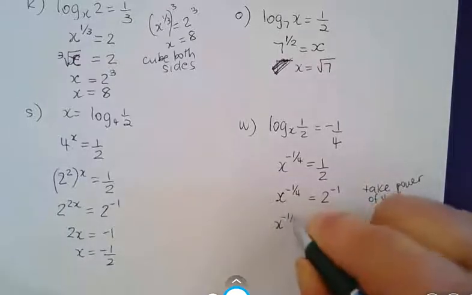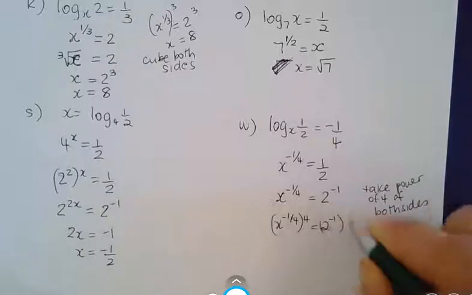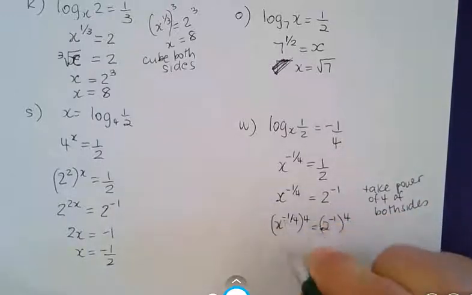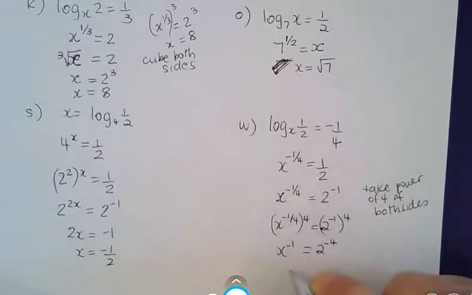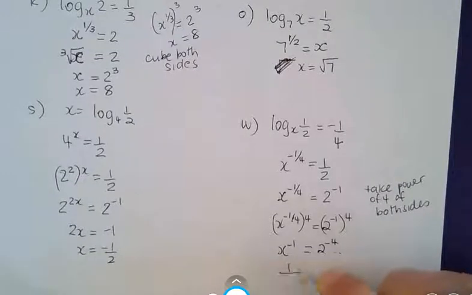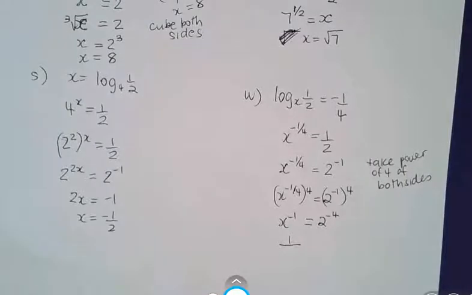So x to the negative a quarter, take that to the power of 4 is 2 to the negative 1 to the power of 4. Negative a quarter times 4 is negative 1. Oh yeah, we can do this. What else do I do now? This is not the best method. Keep going. It's all right, you'll get questions like this where you choose the bad method.